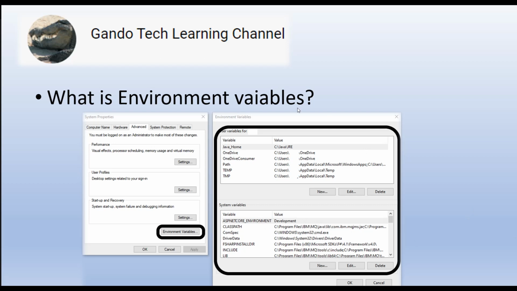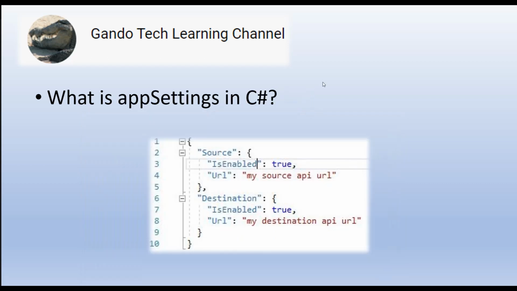So yeah, I think that's pretty much everything you are required to know about environment variables. The second topic is what is app setting in C#. App setting is a JSON format file as part of your project.